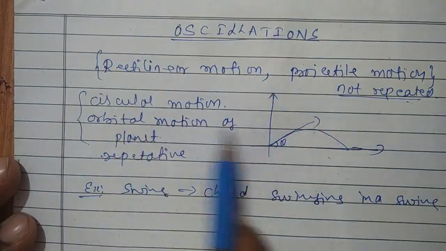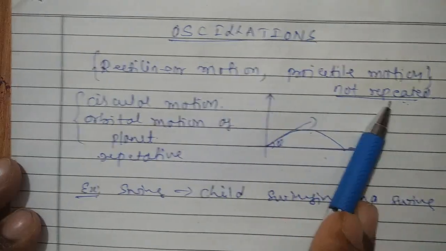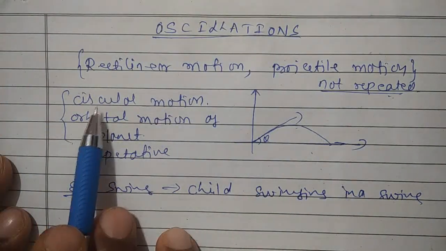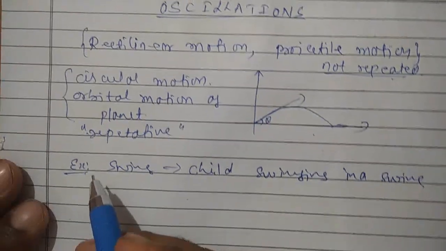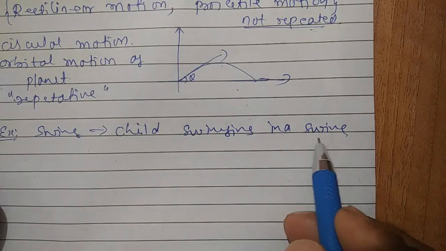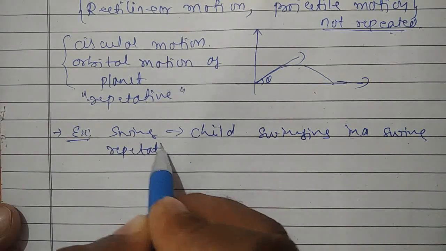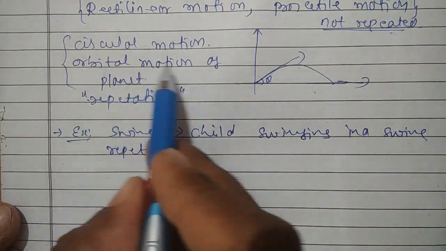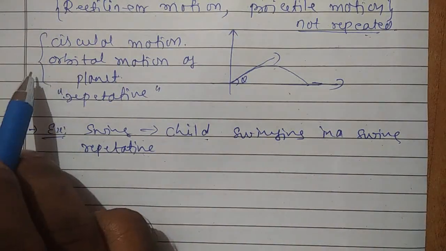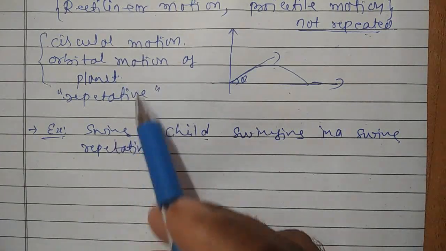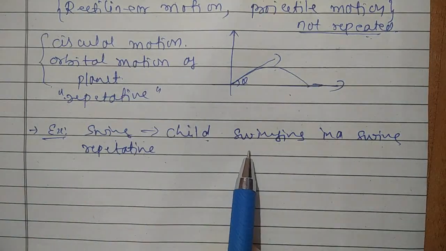I am mentioning three different categories of motion. One, rectilinear or translatory motion and projectile motion, which are not repetitive. Hope you have understood. Another type has circular motion and orbital motion of the planets, which are repetitive. And one more example, a child swinging in a swing, which is also repetitive but quite different from the circular motion and orbital motion of the planet. Even though both are repetitive, there is a slight difference between them.